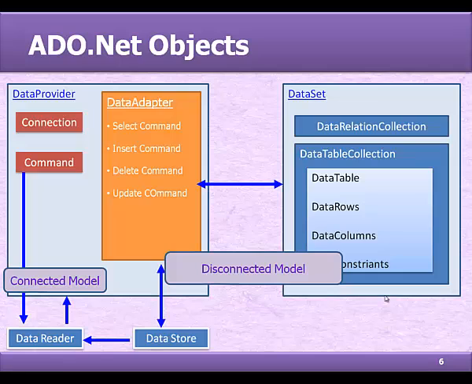So the data adapter fetches data from the data store and stores it into the data set. Now data set is basically the collection of tables, rows, columns, and the constraints. It also has the data relation collection. So data relation collection object is capable of fetching data from the related tables. So these are the ADO.NET objects that we require, and the models, the connected and disconnected model.